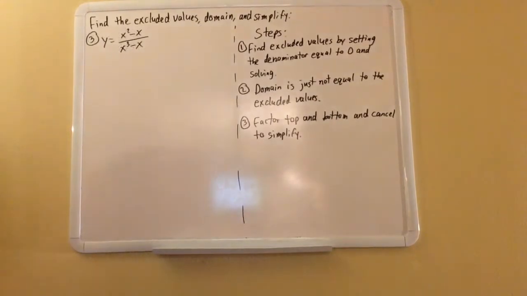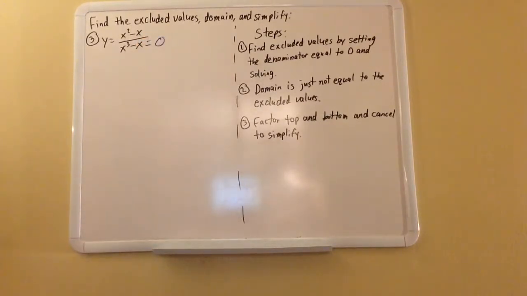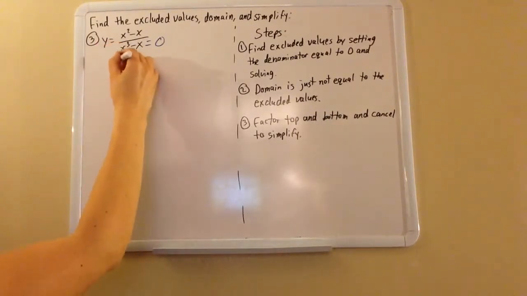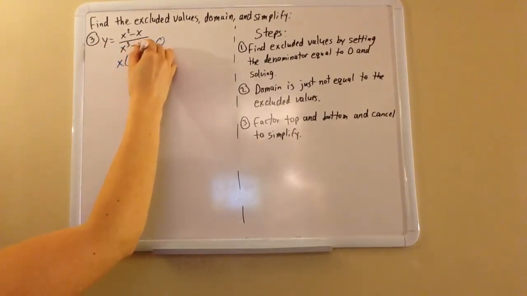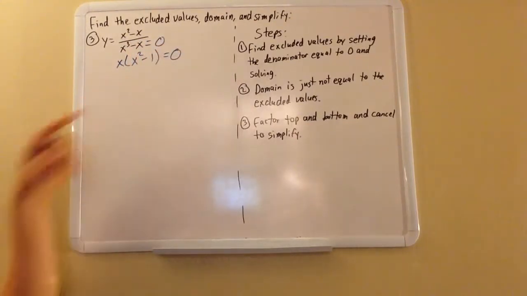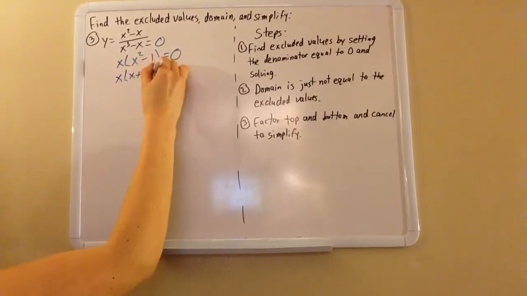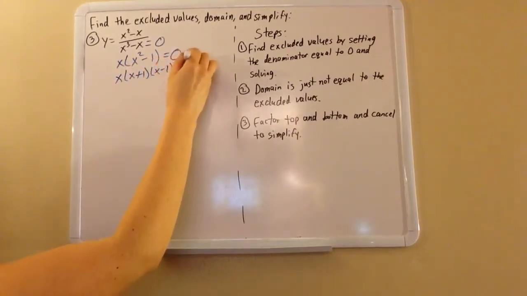Here's our last example. So we have x squared minus x over x cubed minus x. Again, first thing we're doing is finding excluded values. So we're setting the denominator equal to 0, and we're solving by factoring. So here, you can first see that they both have an x in common. So I'm going to take out an x, and then it's x squared minus 1 that's left. Well, I can factor x squared minus 1 more, because that's just the difference of two squares. So it's going to be x times x plus 1 times x minus 1 equals 0.